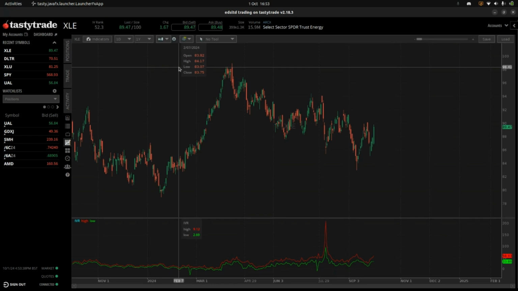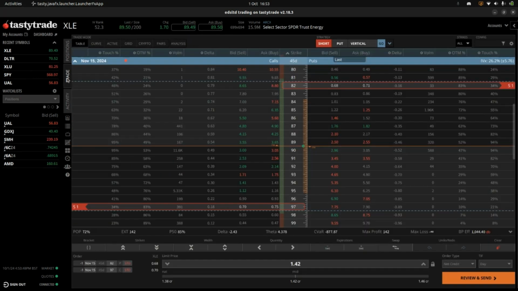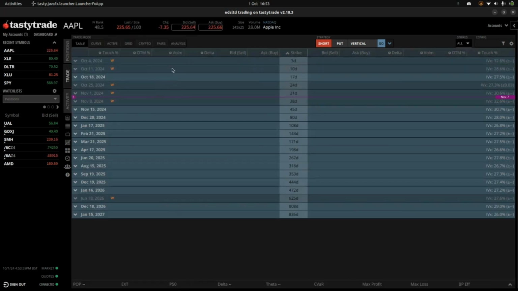So the first thing that we need to do is open up our brokerage platform. We're using tastytrade, and of course we're going to be using options contracts. So we need to know where we are in the options cycle. If we just open up any underlying, let's say Apple, we are now presented with a list of expirations. So we've got our weekly expirations, and then everything else without an orange W is a monthly expiration.